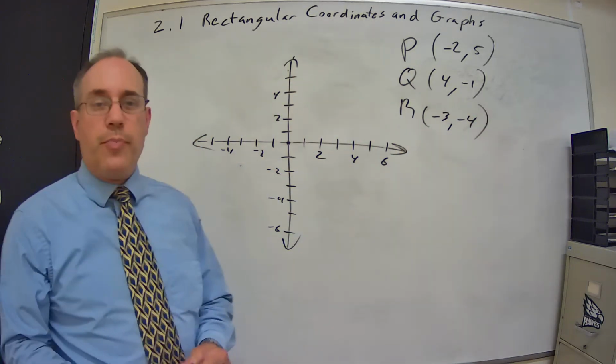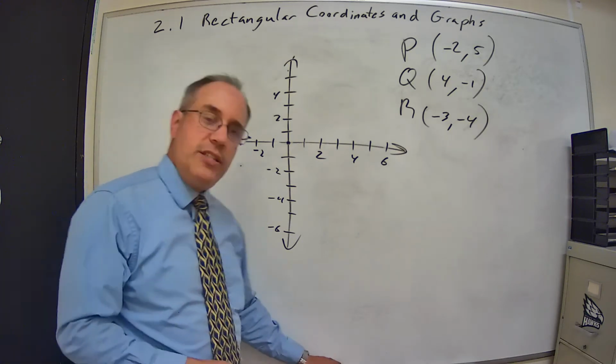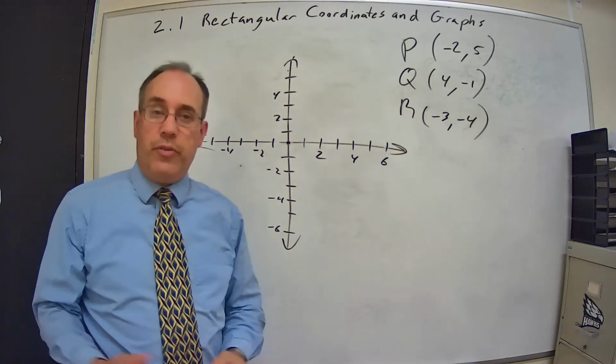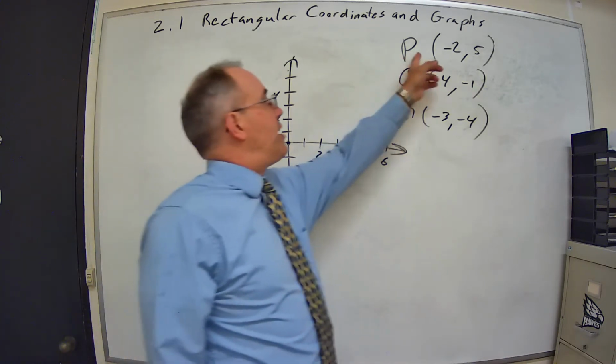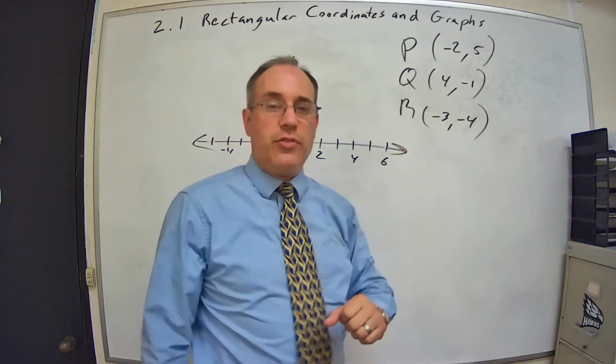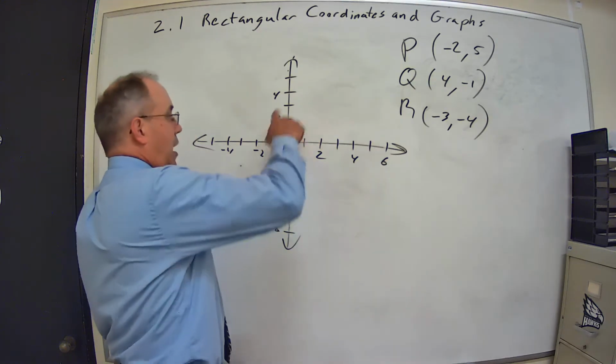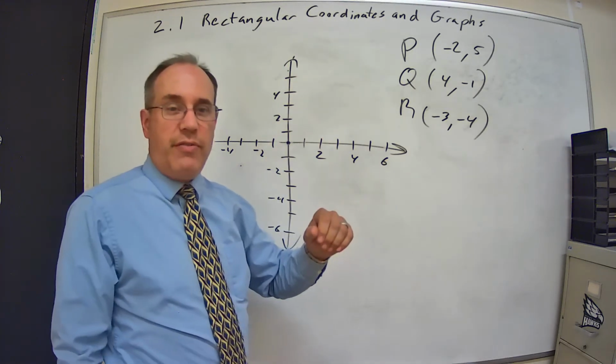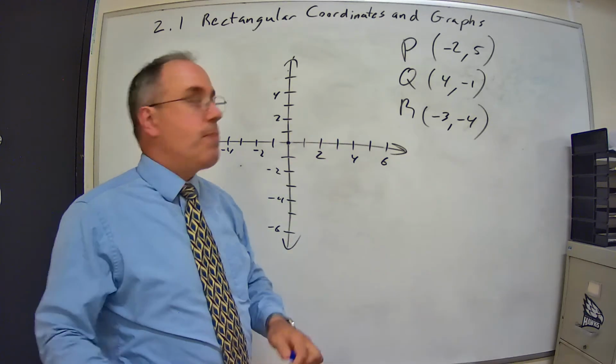So I have these 3 points, and I want to plot these 3 points on this coordinate axis, and I want to label them, meaning that once I find where point P is, this -2, 5, I want to label that as P. I don't want to put down that it's -2, 5, I just want to label it as P. So here we go.